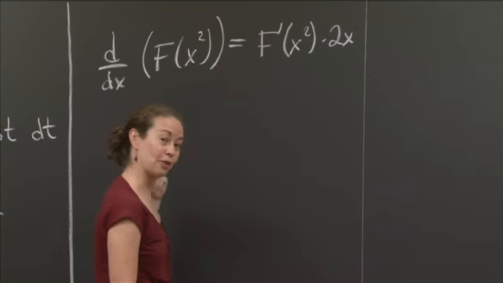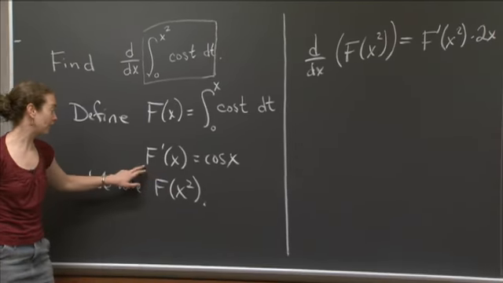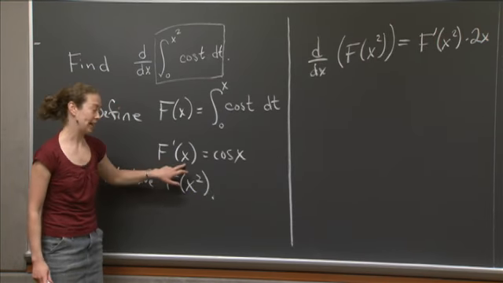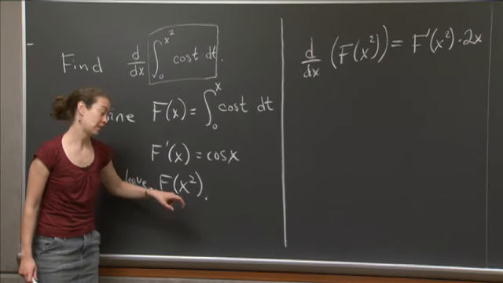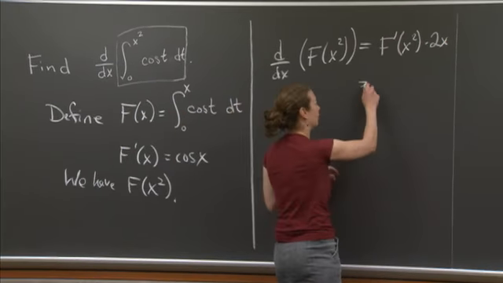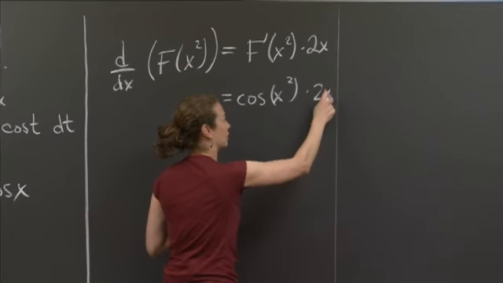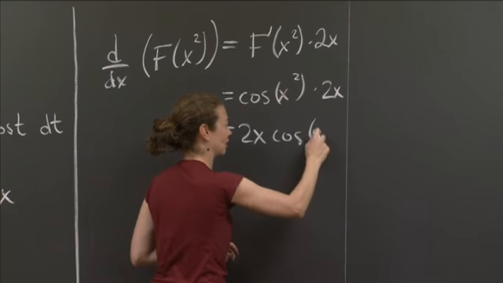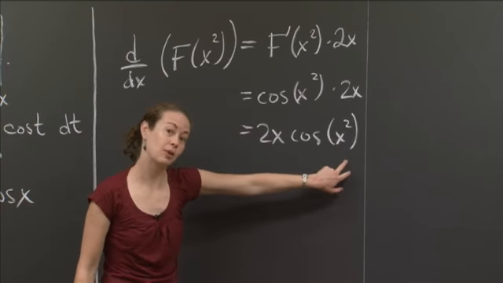Let's go back to the other side and see what we wrote F prime was. We see F prime at x is just cosine x. So F prime at x squared is this function evaluated at x squared. That's just cosine of x squared. So over here we just get cosine x squared times 2x. And because I'm a mathematician, I want to write the 2x in front before I finish, because otherwise I get confused. So the answer here is just 2x times cosine x squared.